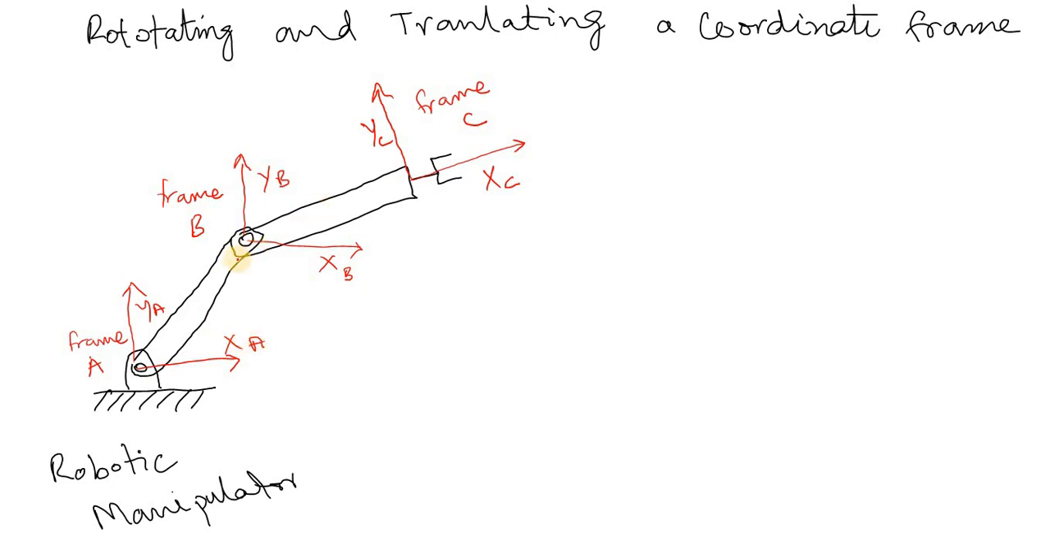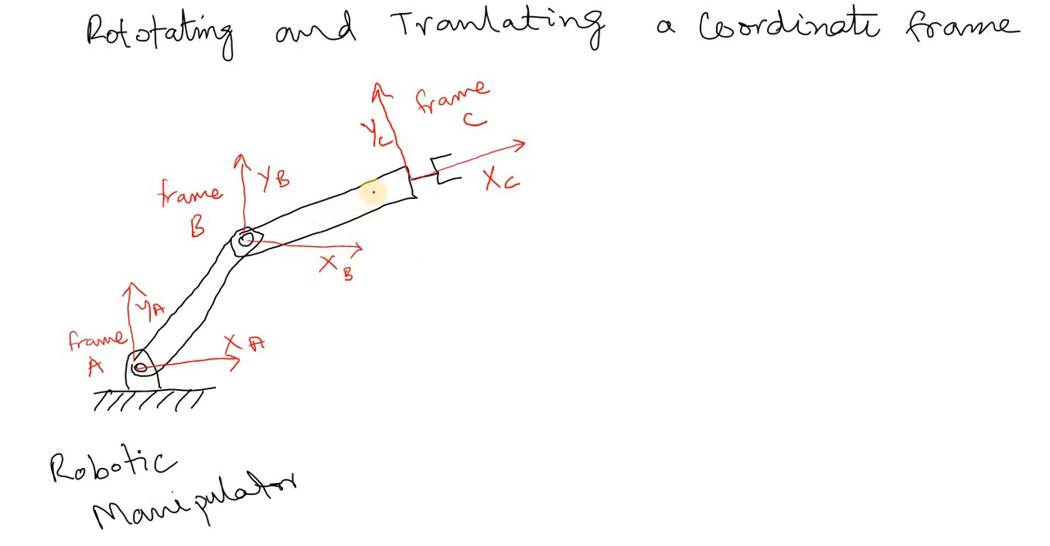So you see that these frames are rotated and also translated with respect to, if you see frame A as a reference frame. If you compare it with your B frame, clearly the B frame is translated. It's not rotated, it's only translated. So there is a translation here. It has a fixed distance from frame A, but there is no angle orientation.